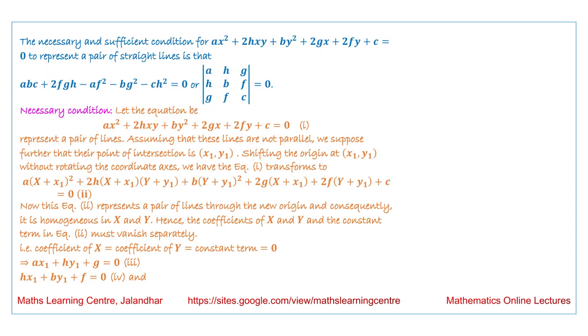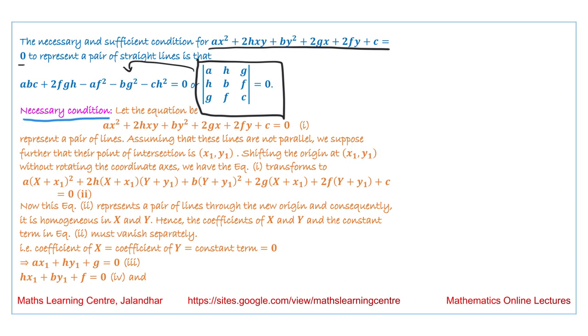Our result is: the necessary and sufficient condition for this equation to represent a pair of straight lines is that this determinant, this value we are talking about, should be equal to 0. To prove this result, we are considering the first case, the necessary condition. We are assuming that this equation represents a pair of straight lines, so we have to prove that this condition should be satisfied.